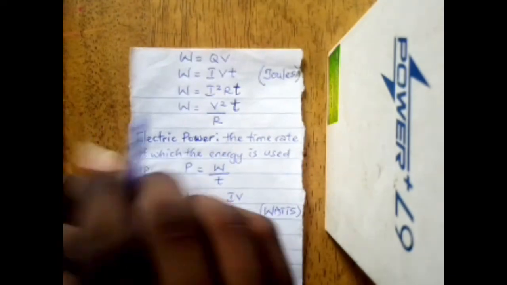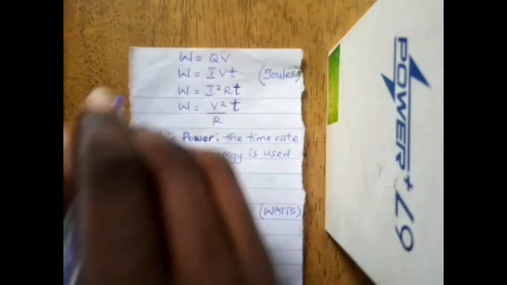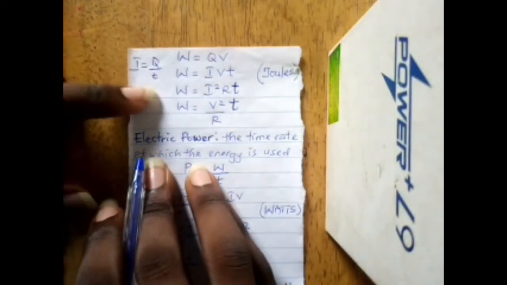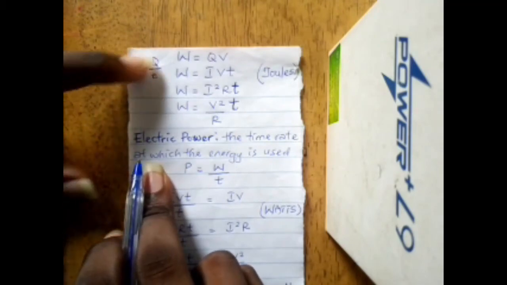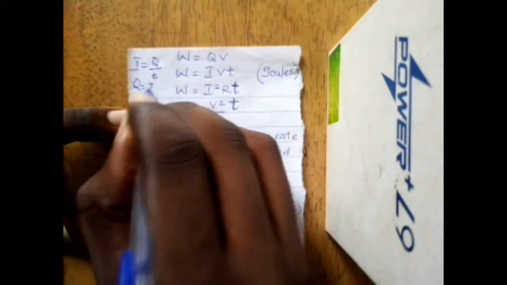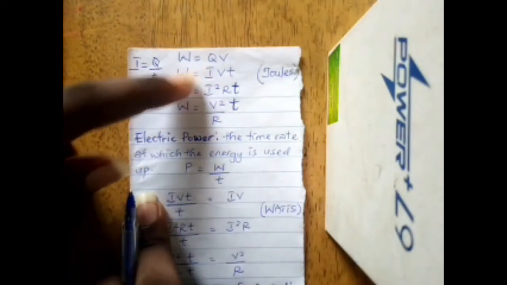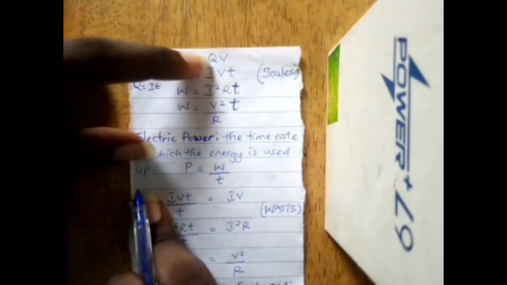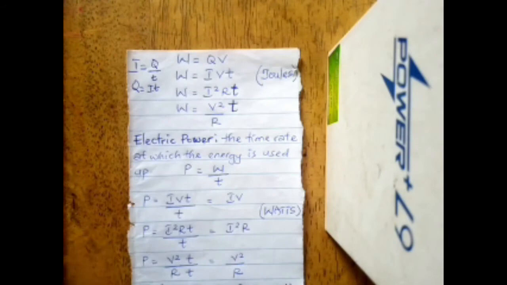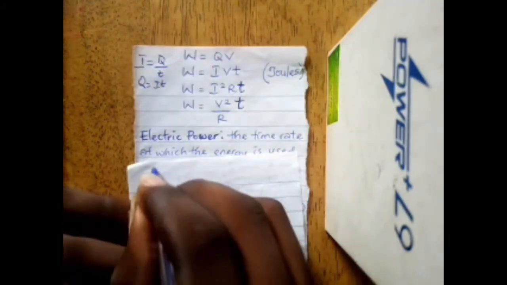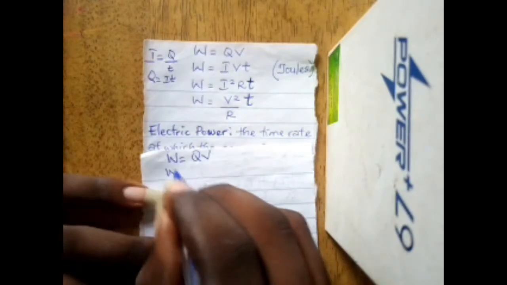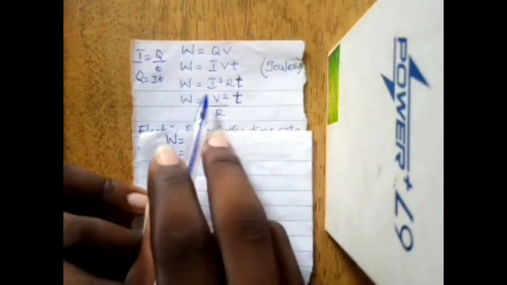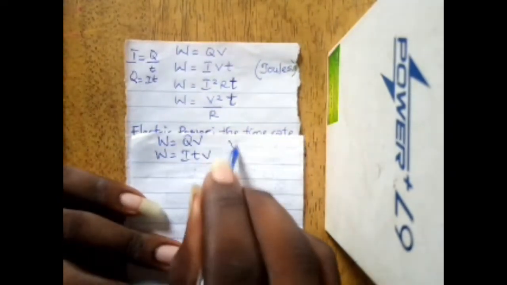Now if you recall that current is equal to Q over T, our current is equal to charge per unit time. So if current is equal to charge per unit time, our charge is also equal to IT. So that gives us IT multiplied by V, gives us IVT. So our work done can either be QV, it can also be ITV, which is IVT. Now our work done can also be I squared RT. Now we recall that V is equal to IR.